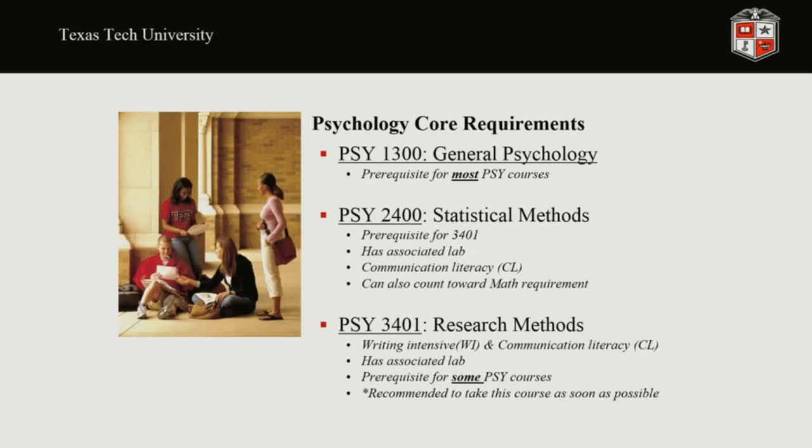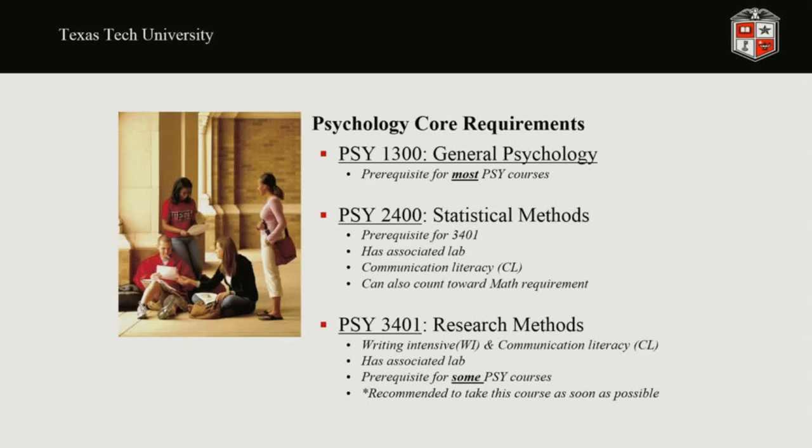This is not the same class as Math 2300, also called Statistical Methods. In order to apply your statistics class to the major, it must be Psychology 2400. This class has a lab. It is a prerequisite for Research Methods, which is the other core class that you must take. And it counts as one of your 3 communication literacy classes that's noted by a CL. It will also have an 061, 062 sequence section number. Psychology 2400 can also be used as one of your 2 required math classes.